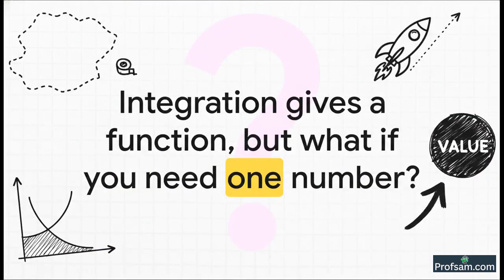Right, so think about it. You've gotten really good at finding the antiderivative and remembering to stick that plus c on at the end. But in the real world, when you're trying to figure out something like the total area of a plot of land or exactly how far a satellite has traveled, you don't need a formula. You need a number, a final score. So how do we get from a general function to one concrete value?